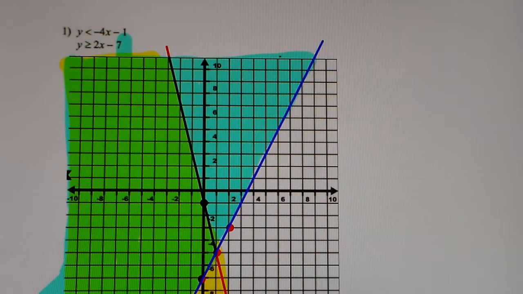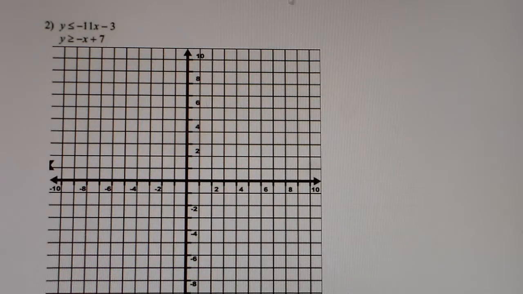All right, let's do problem number 2. So problem number 2, we have y is less than or equal to negative 11x minus 3. So minus 3 is our y-intercept, so we go to negative 3 on our y-axis. Our slope is negative 11 over to the right 1, so if I go down 11, I'm off the grid. So I'm going to then go up 11 and to the left 1. I'll make that line for you.